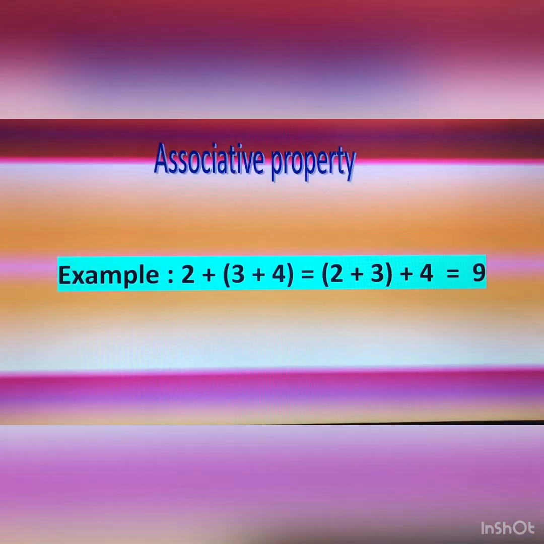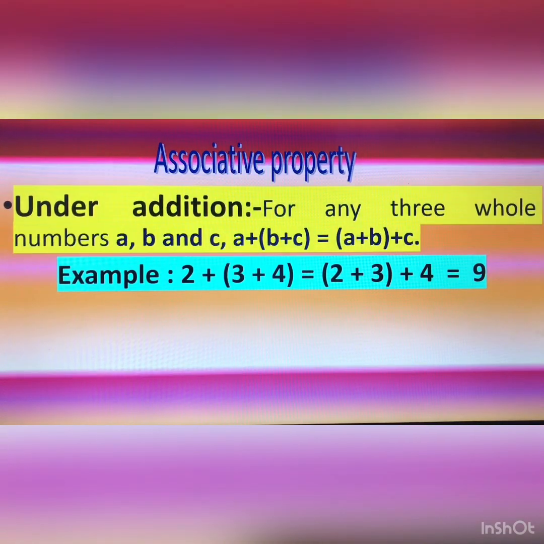Now the next one, the associative property, and this associative property also has 4 parts. The first one is the associative property under addition. For any 3 whole numbers a, b and c, a plus (b plus c) equals (a plus b) plus c. It means if we change the place of the bracket in the sum of any whole numbers, then the result will not change. Let's understand it with an example.